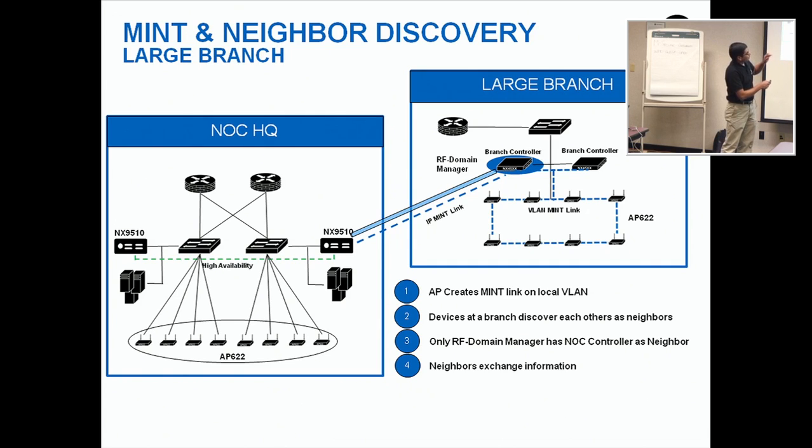Okay, so as part of the adoption process, he is going to create a mint link back to the NX9510, right? And now if he has any traffic that needs to be routed to, say, an AP across a different subnet, his default gateway, mint gateway, is going to be this RF domain manager, right? And once it goes in there, he knows that to get to this site, I need to send it to him. So they don't learn about APs on a different subnet directly, right? But it's across the RF domain manager.